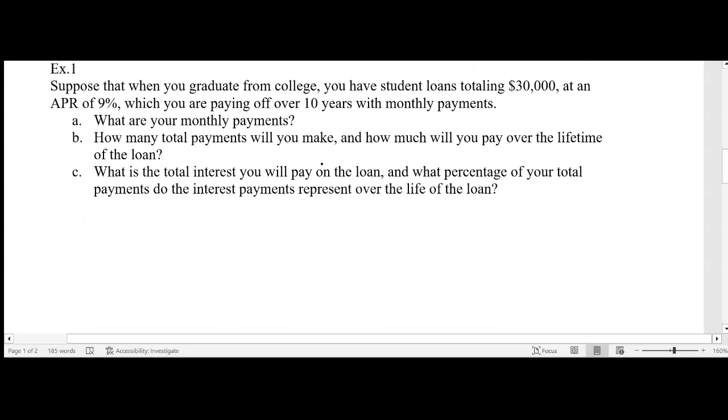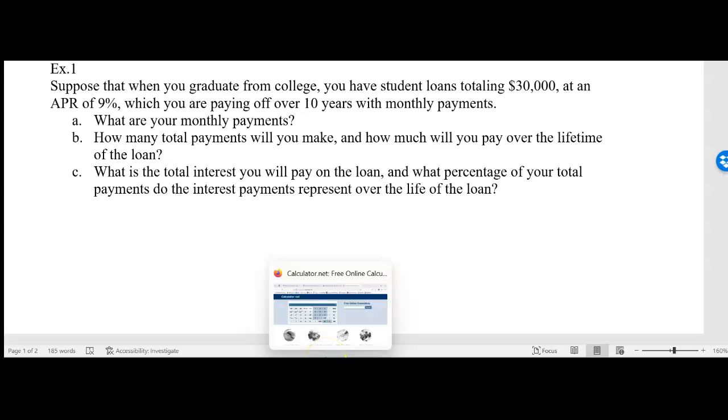Suppose that when you graduate from college, you have student loans totaling $30,000 at an APR of 9%, which you are paying off over 10 years with monthly payments. Question A, what are your monthly payments? All right, well, this is where I'm saying keep track of this. We're borrowing $30,000, 9% interest, 10 years.